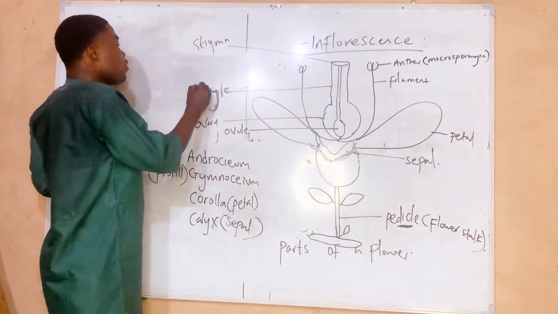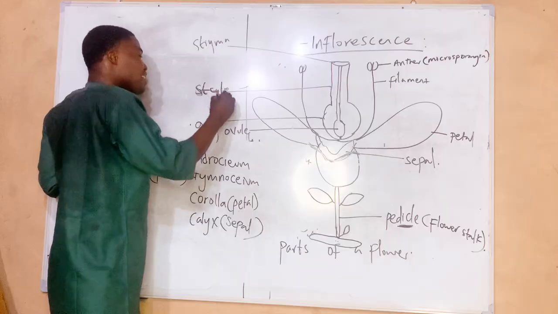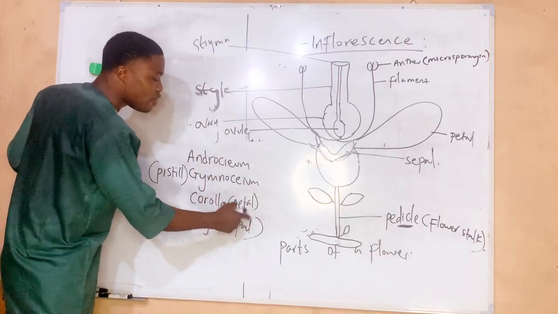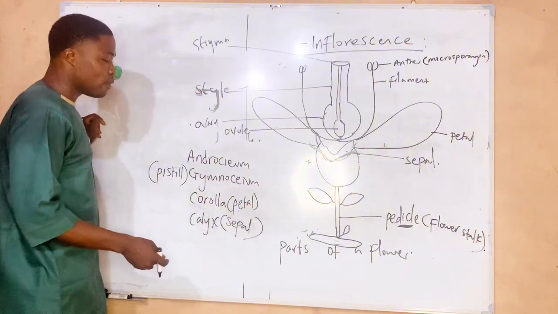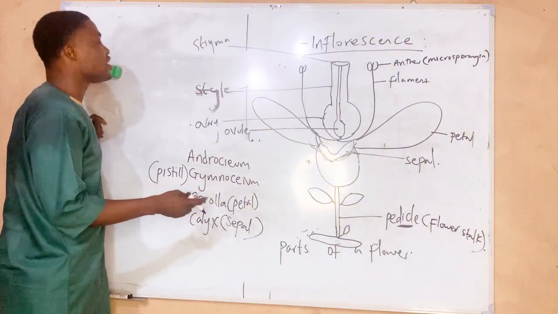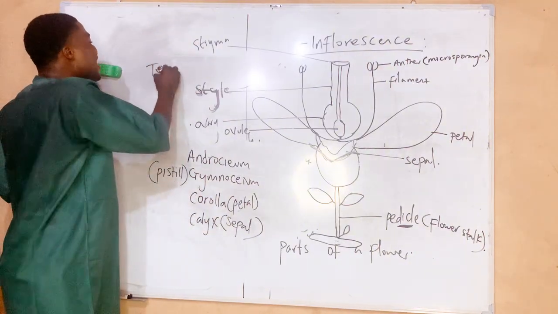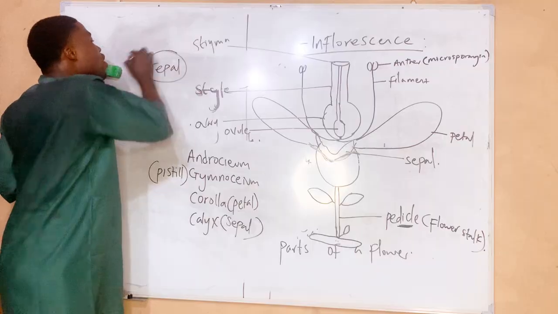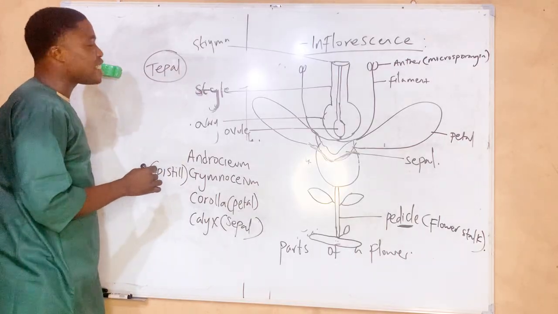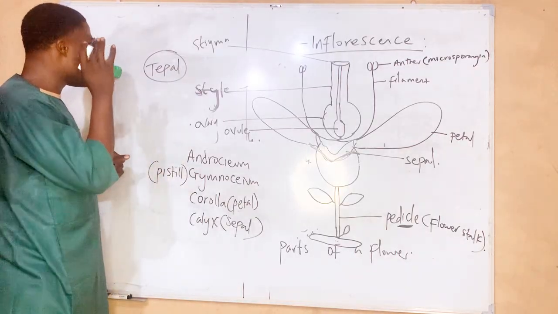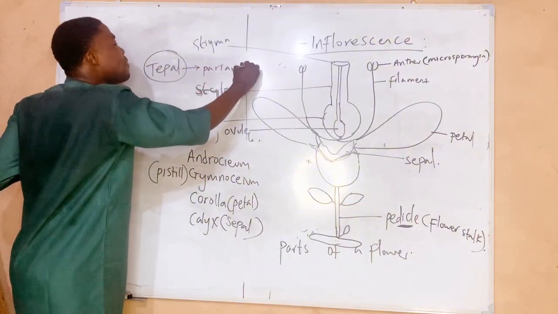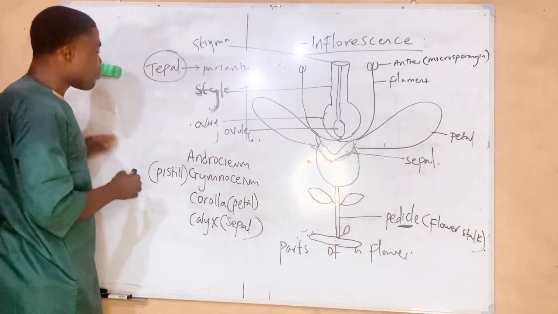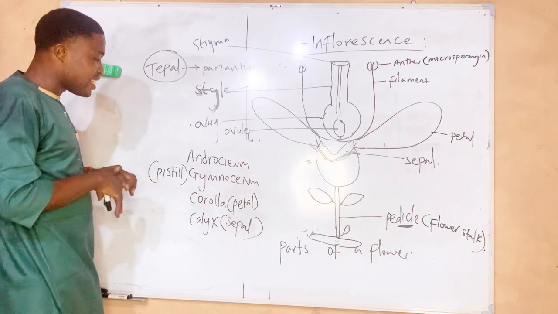For some plants, the petals can resemble the sepal. Rather, the petal and the sepal become indistinguishable. When a sepal and a petal are indistinguishable, it is called a tepal. So a tepal is a petal and a sepal that cannot be distinguished. Do you get? A collection of tepals is called a perianth segment.